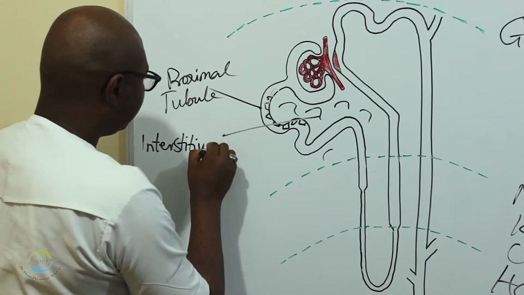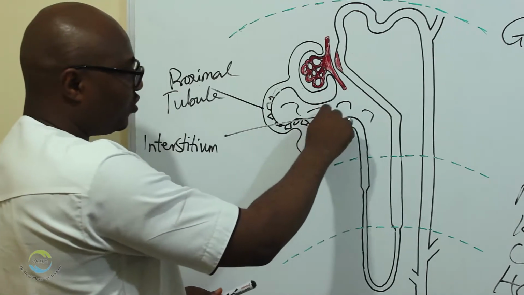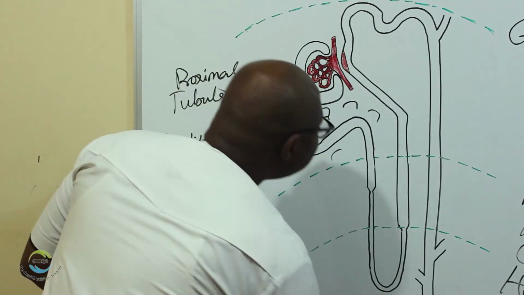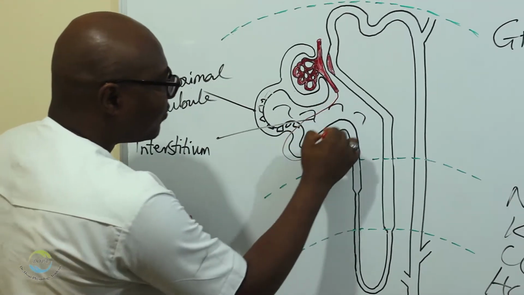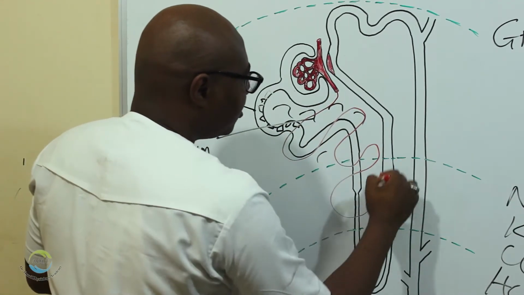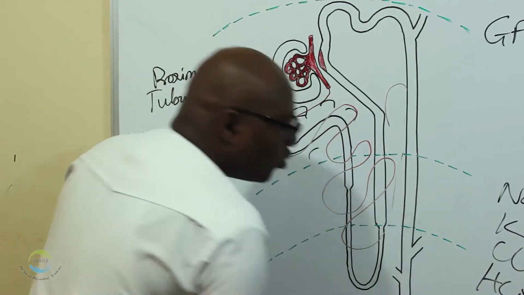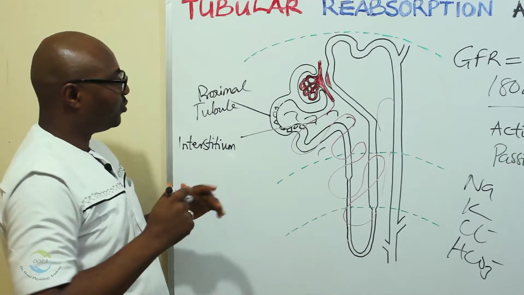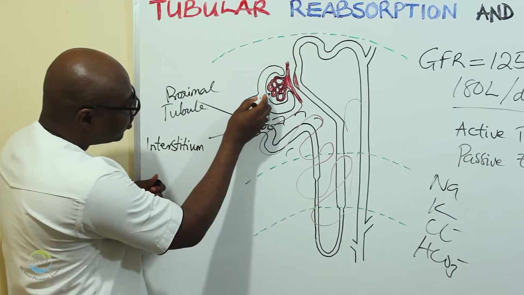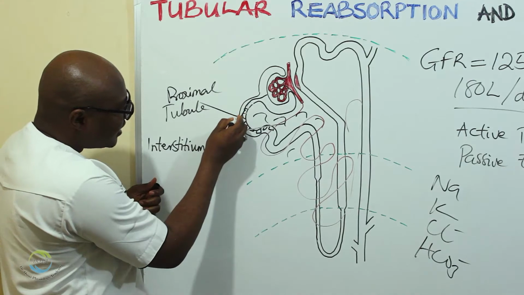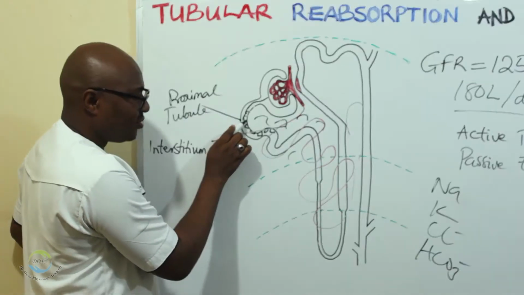Interstitium. When you talk of interstitium, you have interstitial fluid here. Then, from this efferent arteriole, you now have peritubular capillaries. So, what happens in the process of reabsorption? Fluid enters inside this tubule from here. Then, they have to pass through this cell.